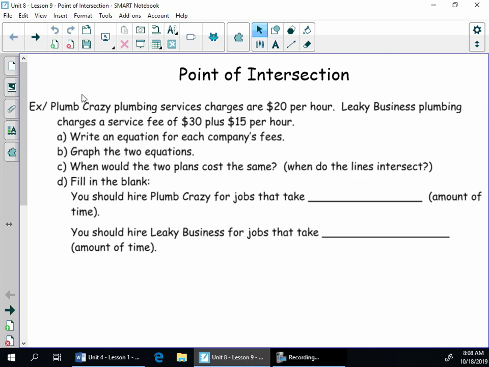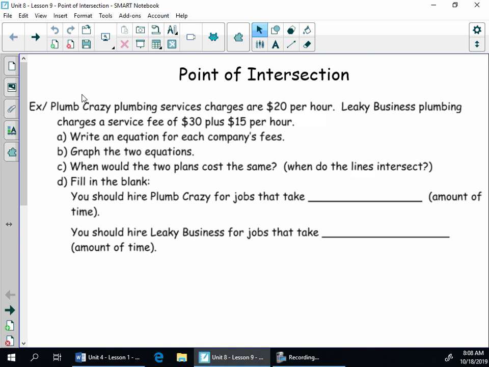In this last lesson of the unit, we're going to look at situations where we have two different relationships, and we're trying to make a comparison between the two. Often these two relationships will meet at some point. We're going to call that the point of intersection. And we're going to start with an example just to get an idea of how this is going to work.